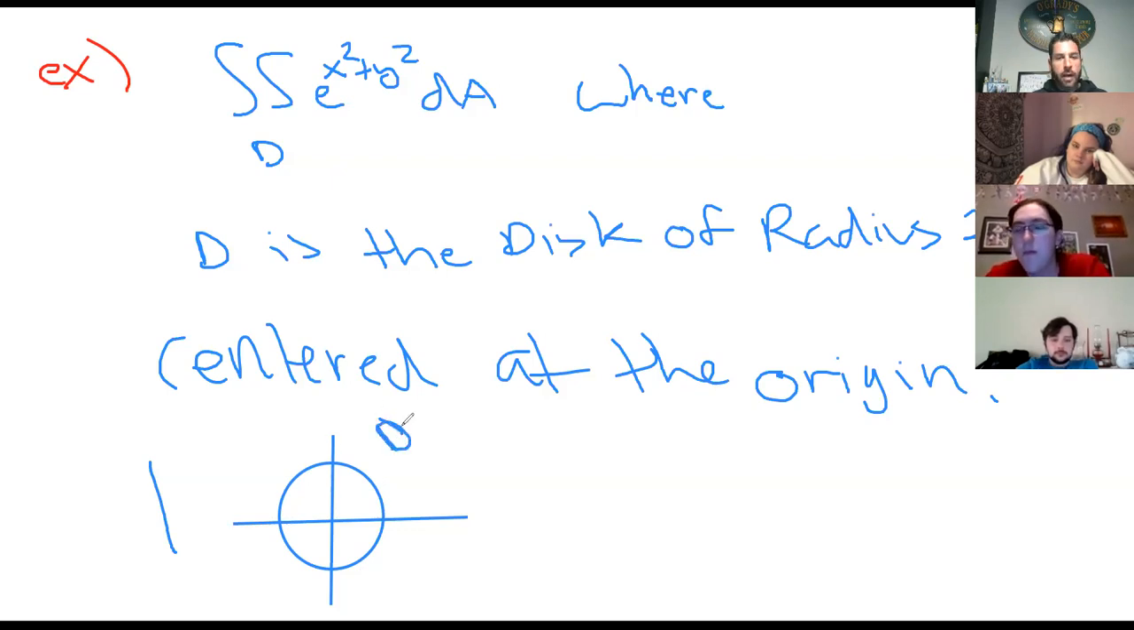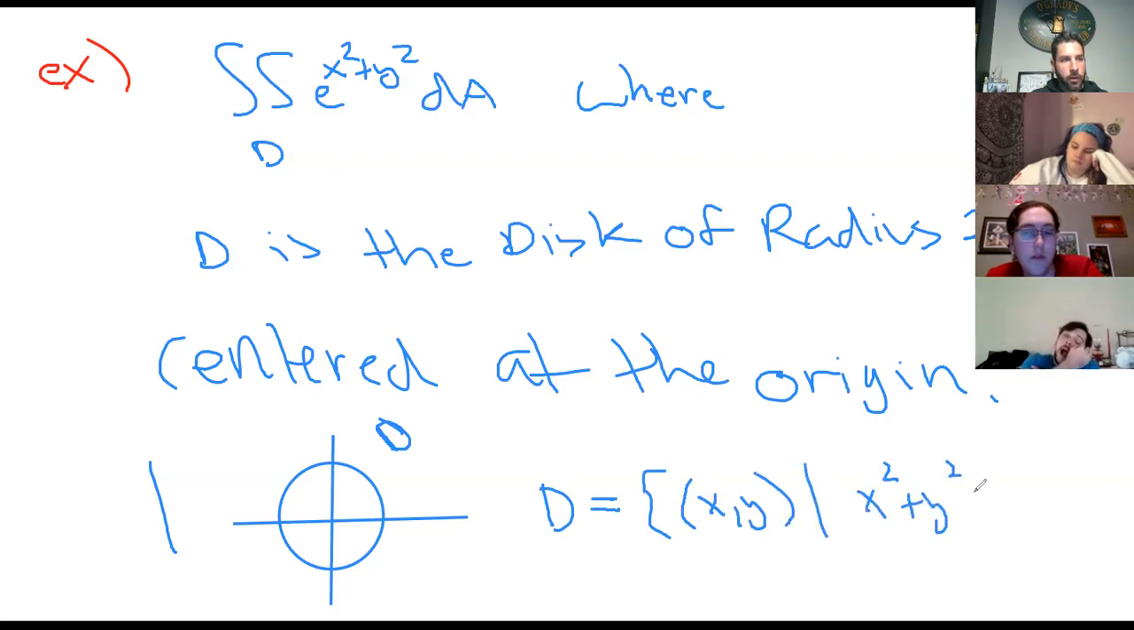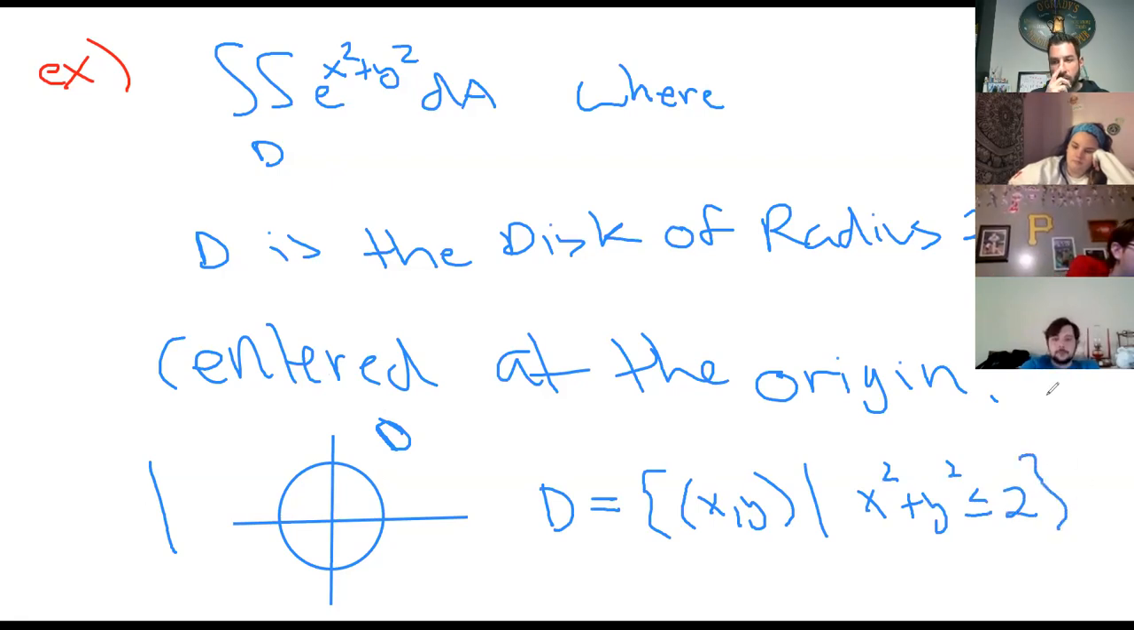Now look, describe D using x's and y's. So let's go over here. What is D? Here's a scary one. So remember how we write it. We say it's all x and y such that x squared plus y squared is less than or equal to 2. So that's the set of all points whose distance from the origin is no more than 2. We cool with this?